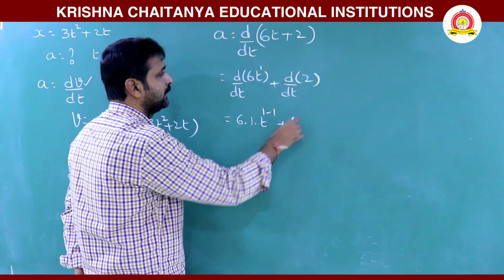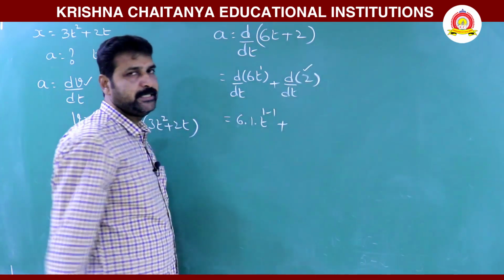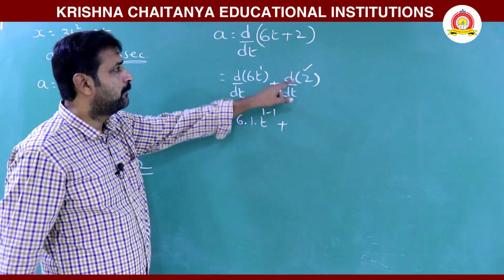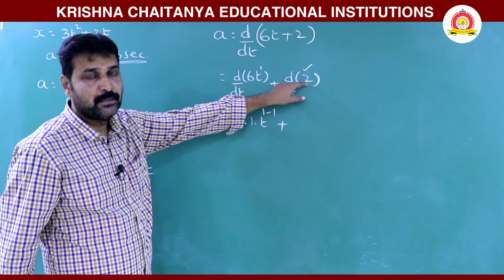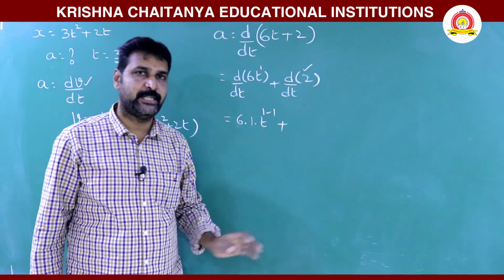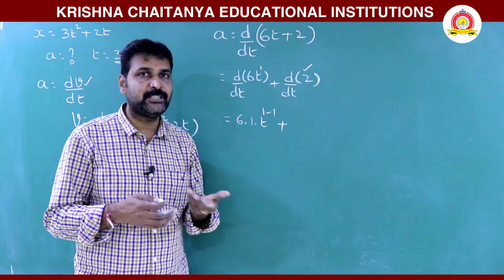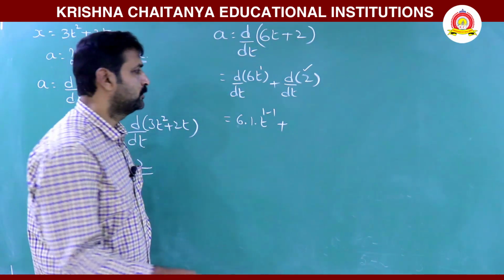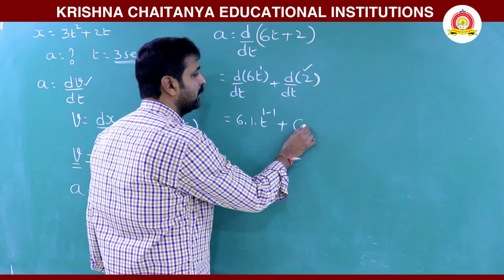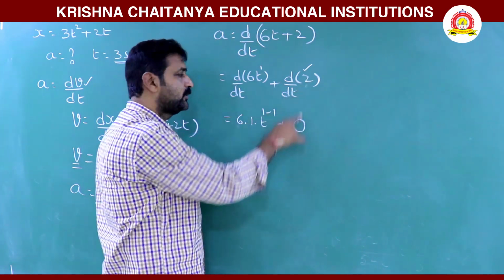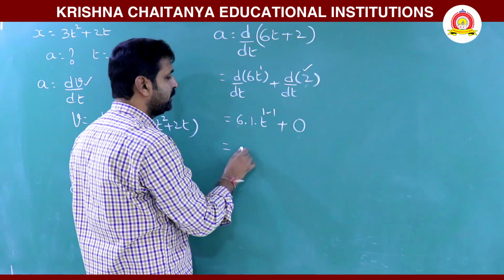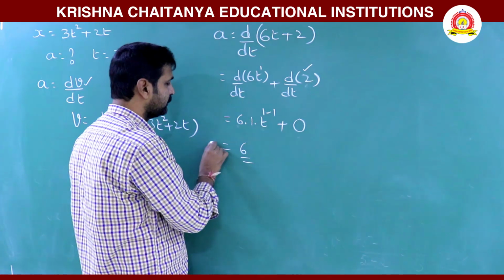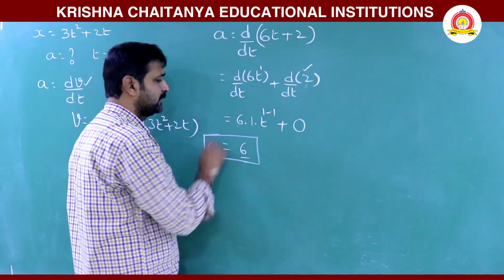Now plus, only a numerical constant is there, not multiplied with any variable. When only a constant is there, a constant is not differentiated, meaning there is no instant change for a constant. 2 is a numerical constant, it never changes. So the differentiation of a constant is 0. So now the expression is 6, t power 0 is 1. So this is 6. Acceleration is 6.